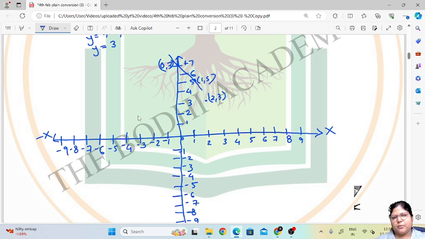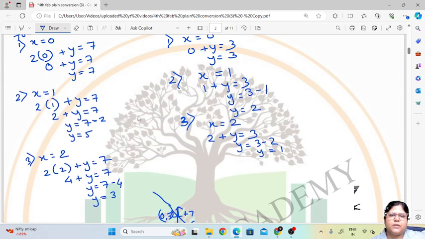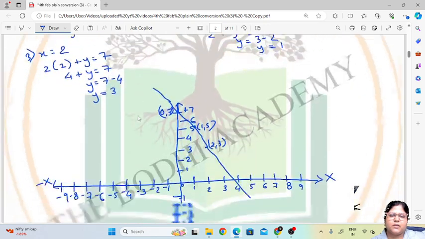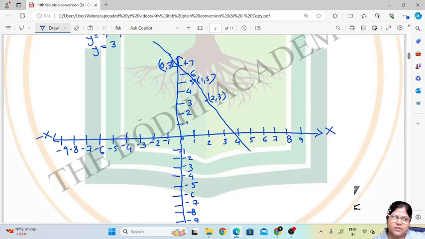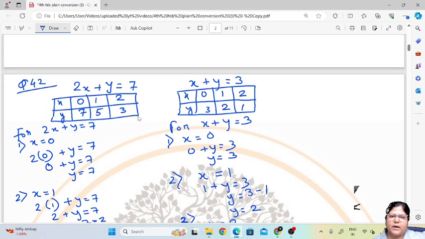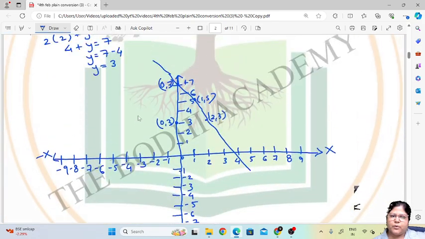Here when you do it properly with the ruler and pencil and the graph, you will get a straight line, a linear graph. Okay, next for the other one, x equals 0, then y equals 3. So when x is 0, y is 3. So this point is 0, 3. Next, when x is 1, y is 2, and it is vice versa, 1, 2 and 2, 1 for the second and third point.